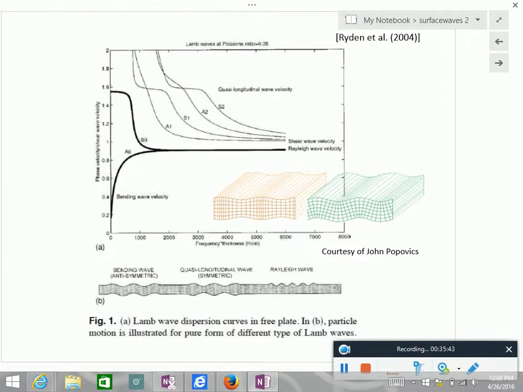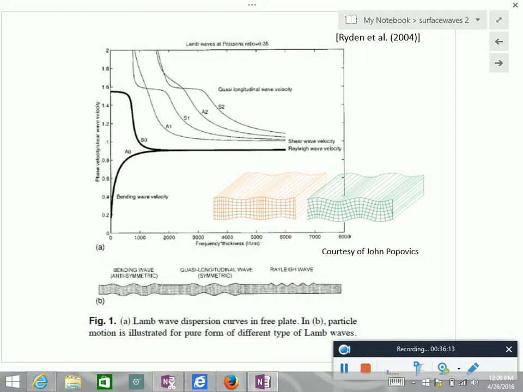So for the last part of the surface wave, as much as I can, I want to bring to you the whole picture. Rayleigh waves are only a small part of what is happening on the surface of a medium. So the reality is, if we just look at a plate, so this is just a plate.